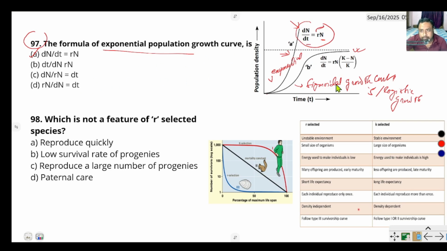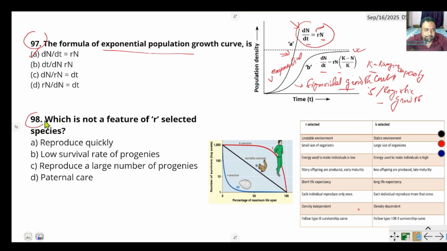And in case of the sigmoidal growth curve or logistic growth curve, the equation is dN/dt = rN (K minus N) / K. K is equal to carrying capacity. That represents the population growth at a certain level where the food and resources are limited.